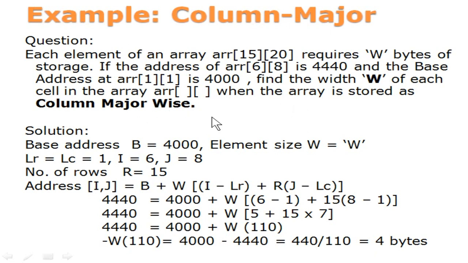So this is what you are going to see. You are going to calculate in column major order. You are going to take the values one by one. First one is you are going to take the base address. You can see base address is already given here, so it is 4000. So B equal to 4000, and W, the width size, has to be found. So you have to just write W as it is, and then you are going to find the LR and LC. LR and LC is the base address row and column values, that is 1 and 1. Okay, so you can see base address at ARR(1, 1), that is the LR and LC. So you have to write that. So LR equal to LC equal to 1.